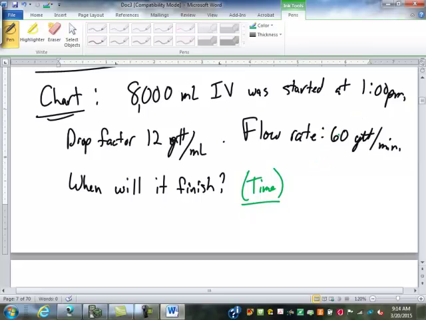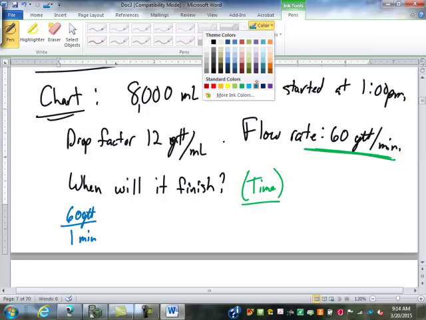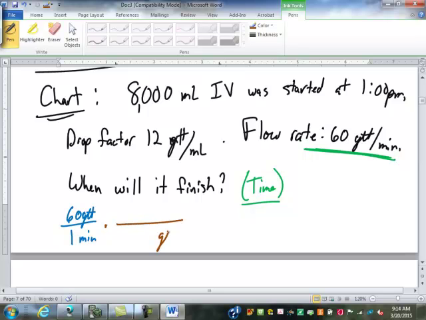So we're starting at the set flow rate, what's being actually administered to the patient, the 60 drops per minute. So 60 drops per 1 minute. And then again, just like before, we're going to go through the process. We're going to convert our drops into milliliters. 1 milliliter here is 12 drops, or 12 drops per milliliter. That's going to give us now 60 milliliters in 12 minutes, or divided out 5 milliliters per minute.